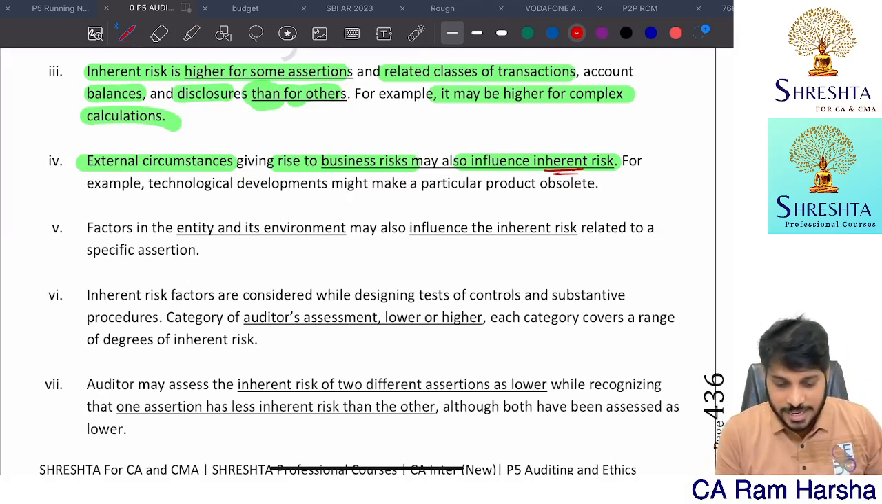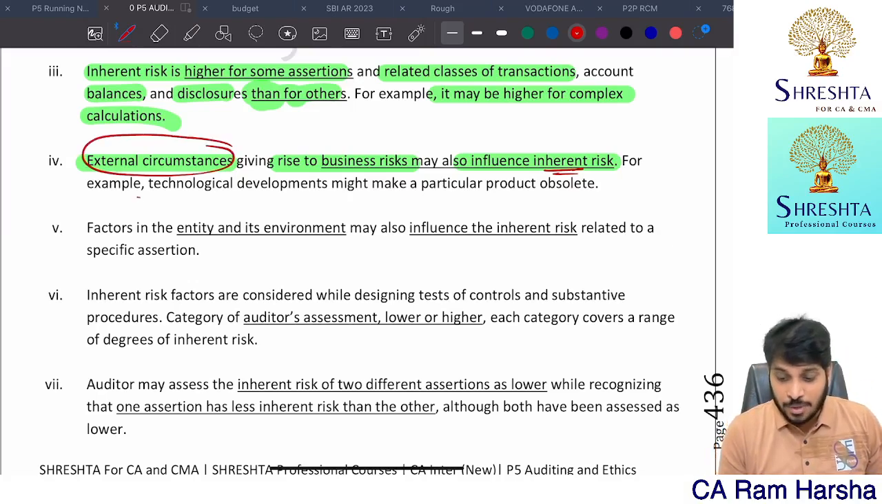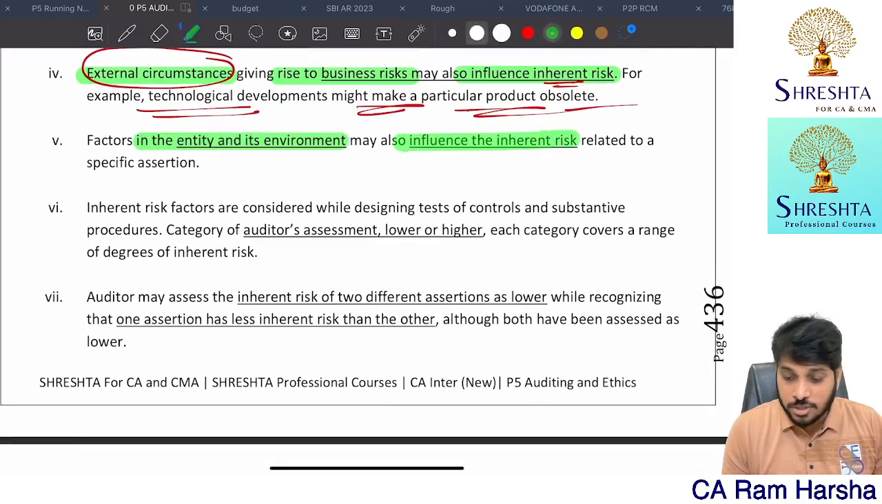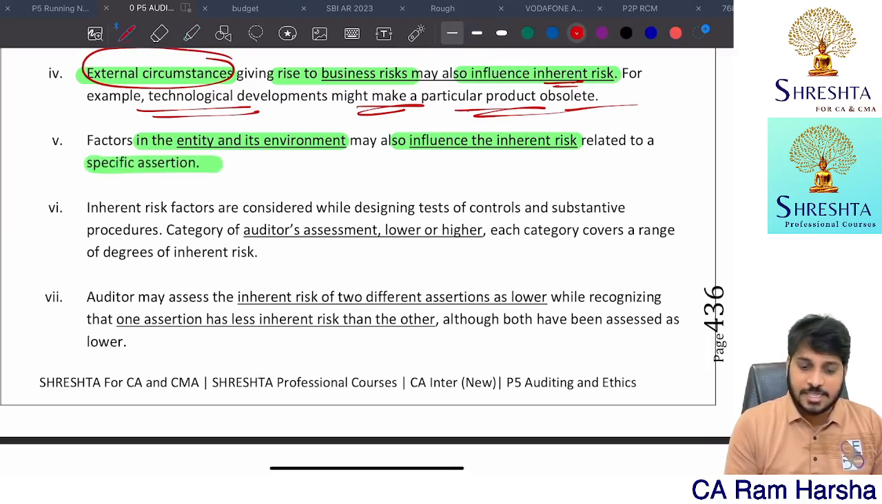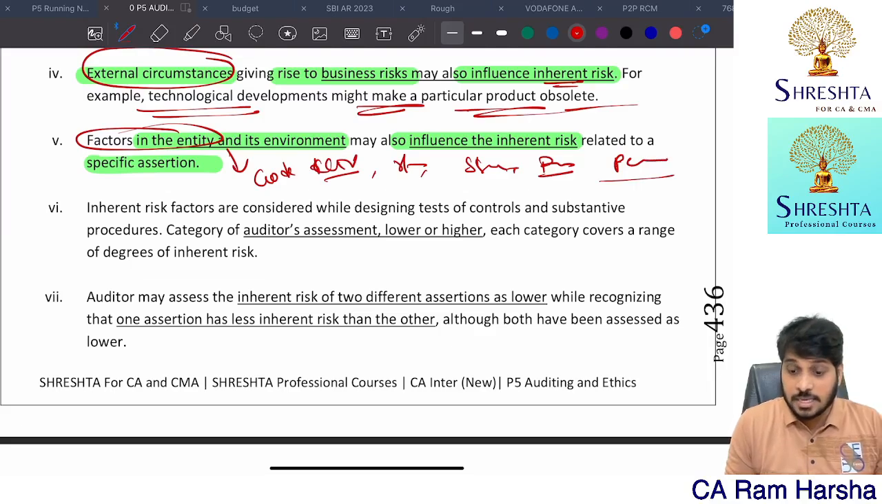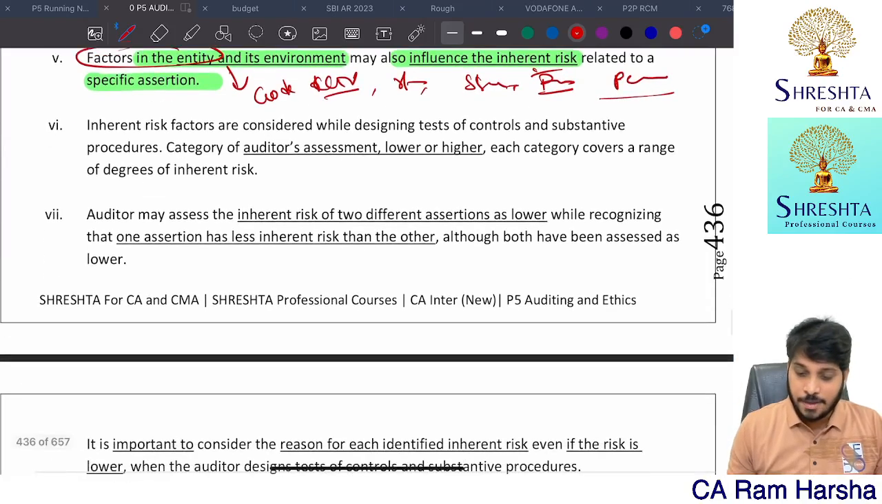Pressure. This is one external circumstance. For example, technological development might make your product obsolete. Factors in the entity and environment may also influence the risk related to a specific assertion. Factors in the entity, for example, in the godown: whether CCTV cameras are there, whether storekeepers are there, security systems are there, proper checking is there, a perpetual inventory system is there. These are also important. These are also items that will affect inherent risk.